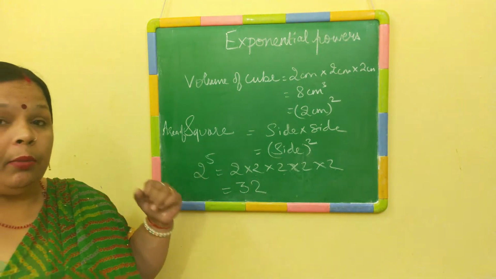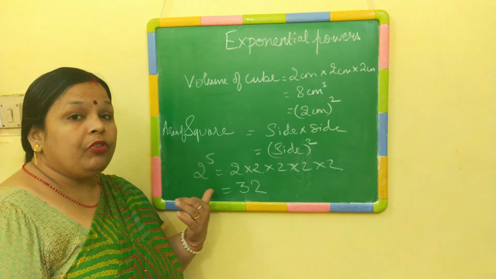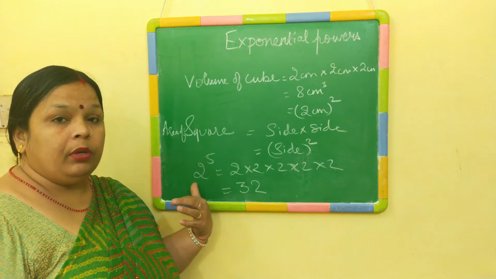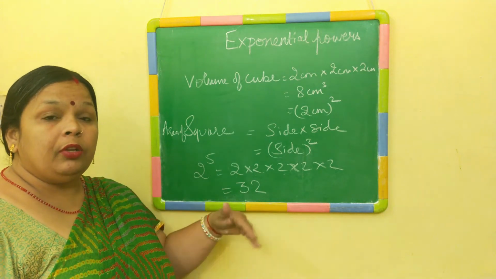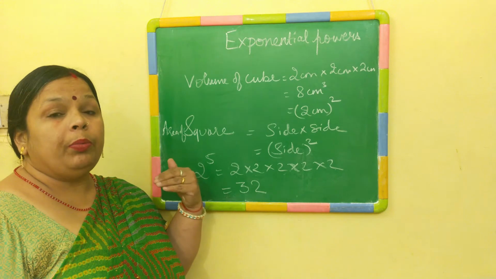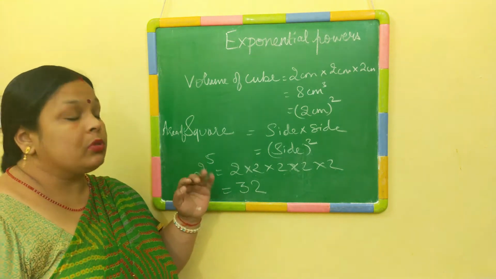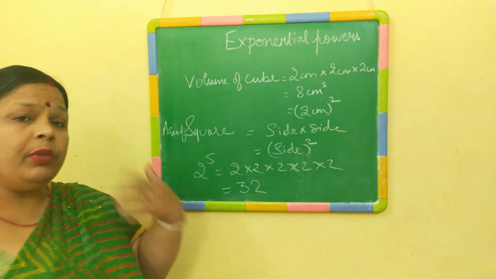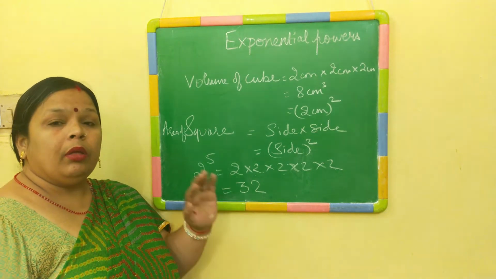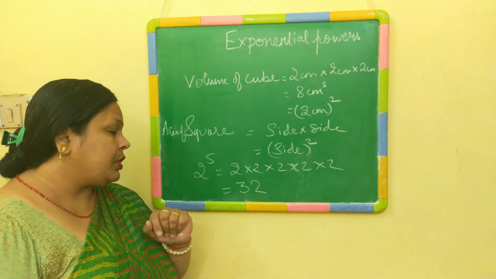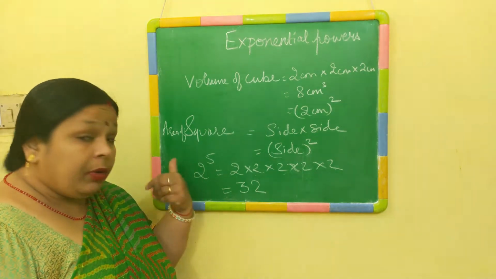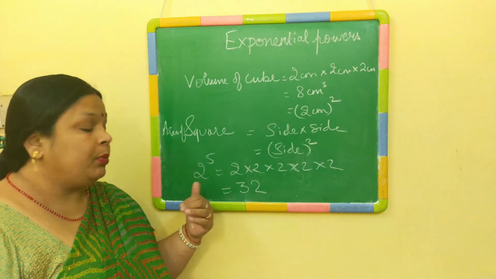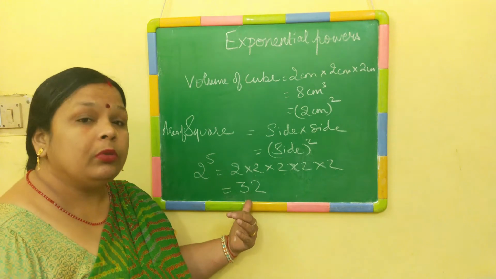So, any number a raised to the power m, where a could be any number, like an integer, a rational number, a normal number also, and powers could be an integer, which means we can cover all negative and positive integers. We will be discussing how the powers are negative, and what we are going to do, under the laws of exponent. 2 power 5 is equal to 32.